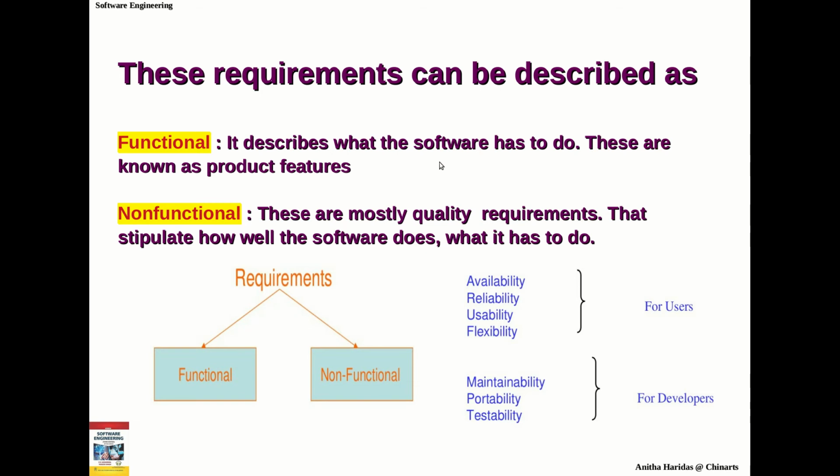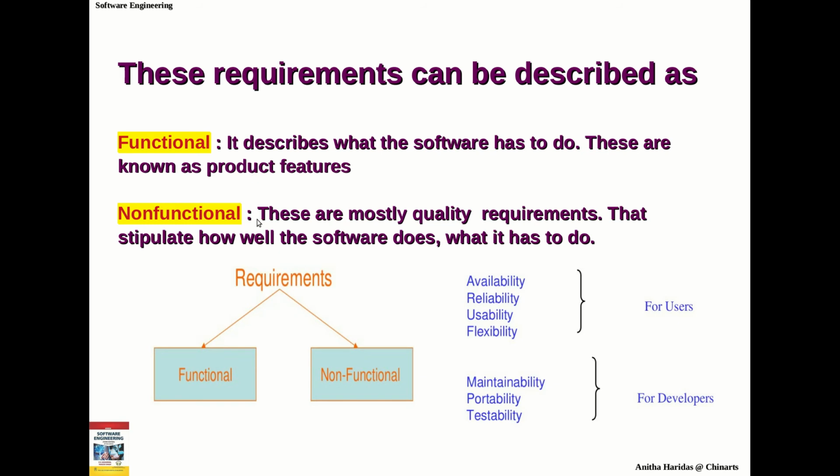So, these are the product features. For example, online application is available in your system, online payment is available, online examination is available, online attendance is available. These are the features of your college management system that describe what the system has to do, what the software has to do. These kinds of requirements are called functional requirements.